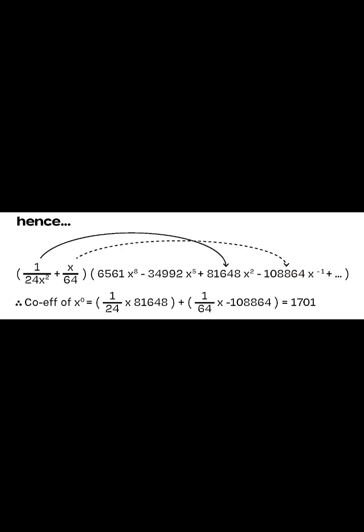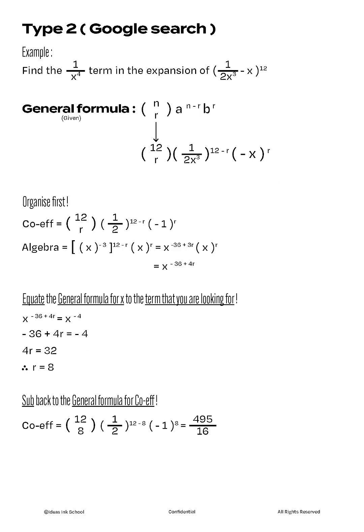All right, so next we are going to do type 2 binomial questions. Type 2 binomial questions, I dubbed this Google search. Why? Because if you take a look at the example in my notes, I have a task for you. I want you to find the 1 over x^4 term in the expansion of (1 over 2x^3 minus x) to the power of 12.